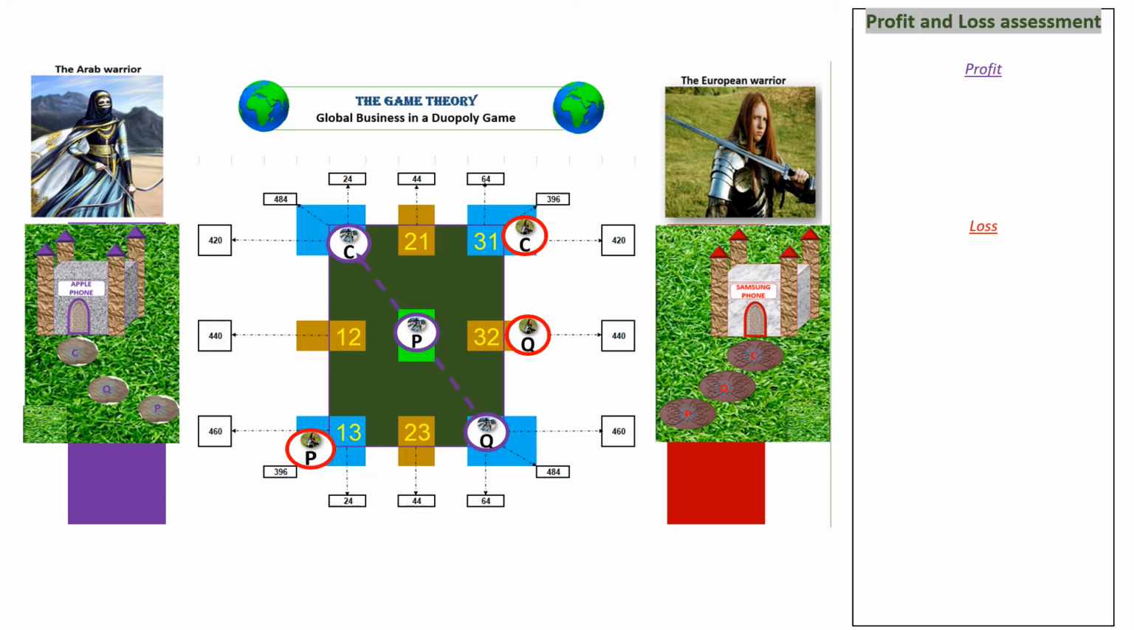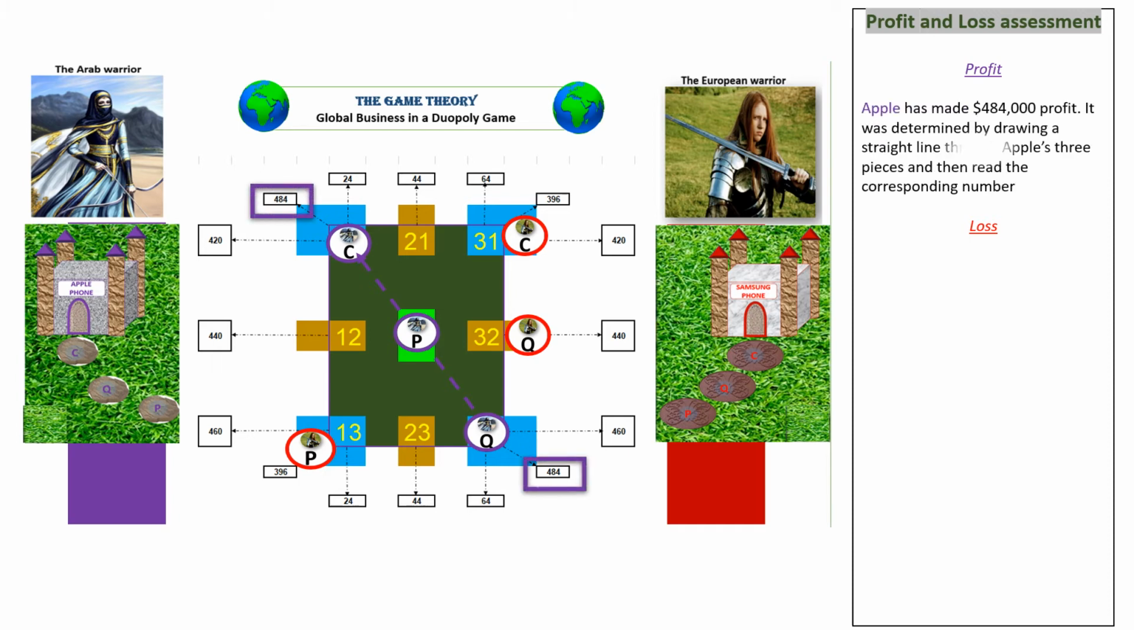So let's look at the board where we have Apple's three pieces connected. It happens that that connection corresponds to a profit of 484,000, as you can read on the board. So Apple has made a 484,000 profit. It was determined by drawing a straight line through Apple's three pieces and then reading the corresponding number on the board. Now, how do we assess Samsung's loss?